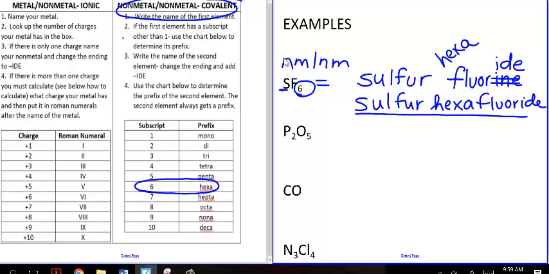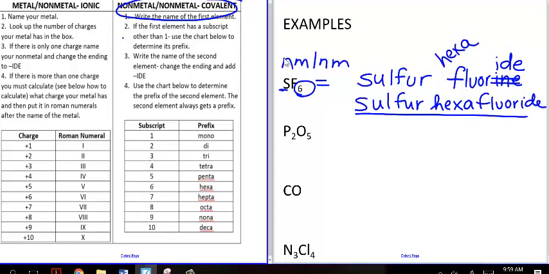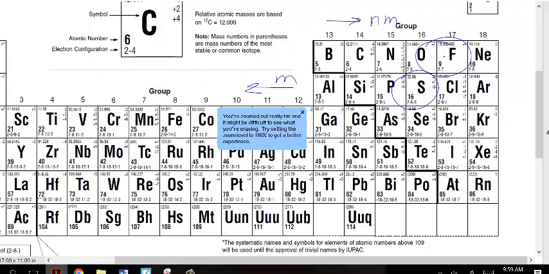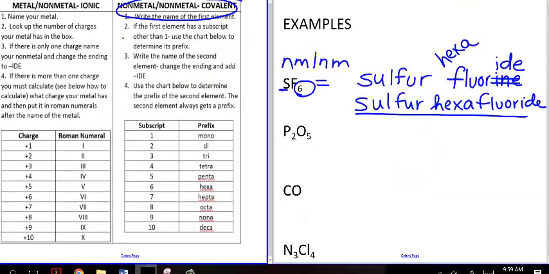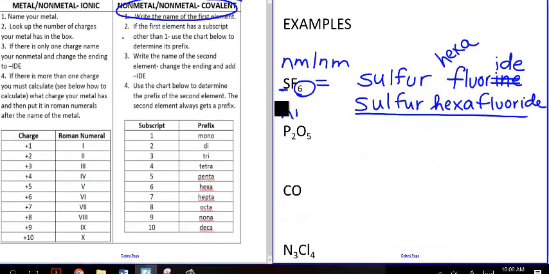Okay? Let's do one more of those examples. Okay? Again, binary compound, 2 capital letters. Let's look up the location of P and O on the periodic table. P is here, O is here, so these are also both nonmetals. So we're going to use the same rules that we just used. This is nonmetal to nonmetal. So we named the first element, phosphorus.